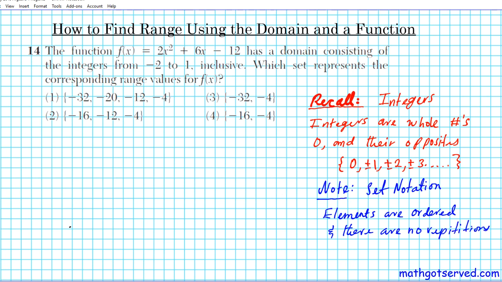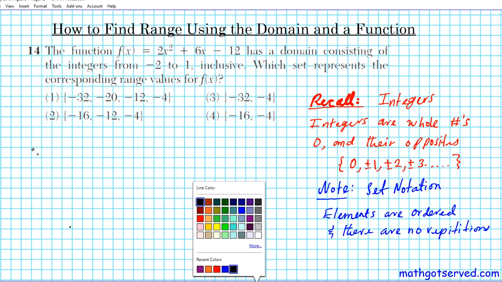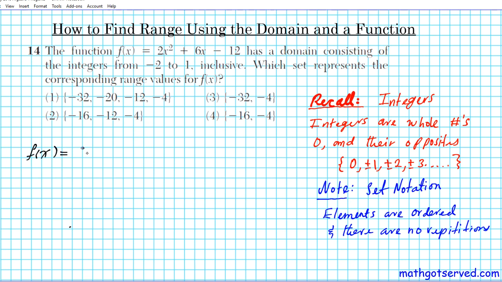Okay, you'll understand what I'm talking about in a second. So let's go ahead and start off by writing down what the function is. The function is 2x squared plus 6x minus 12. And the domain are integers from -2 to 1 inclusive. So what are we looking at? We're basically looking at -2, -1, 0, and 1.